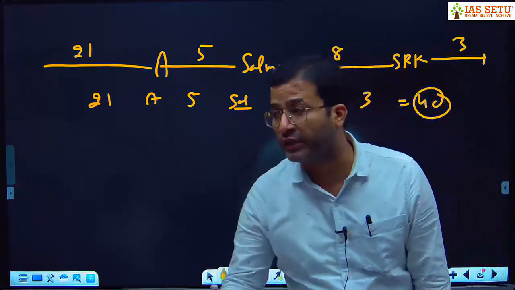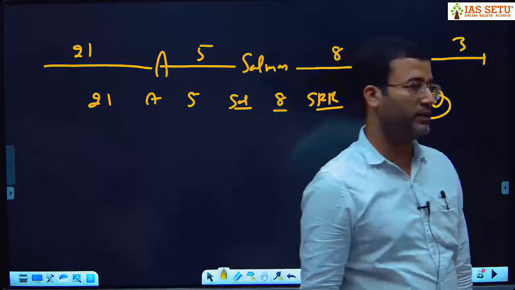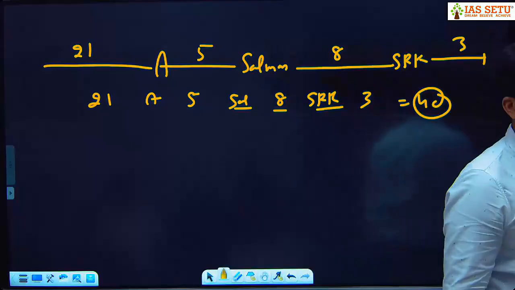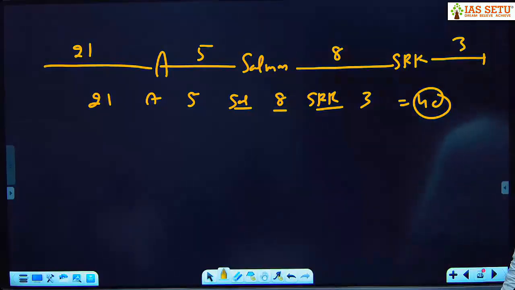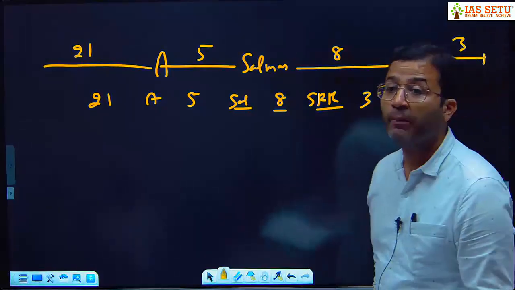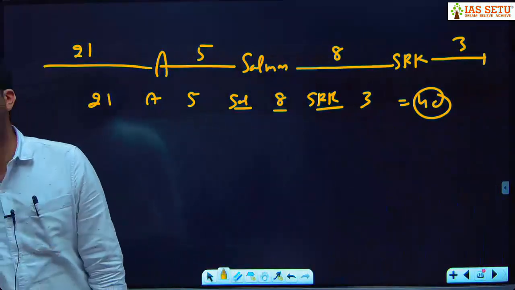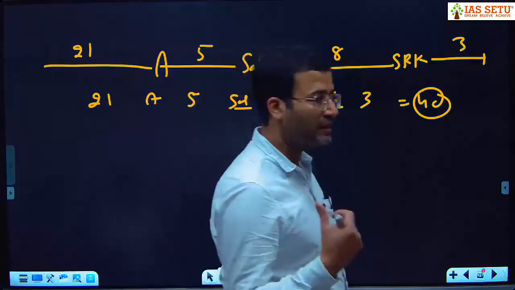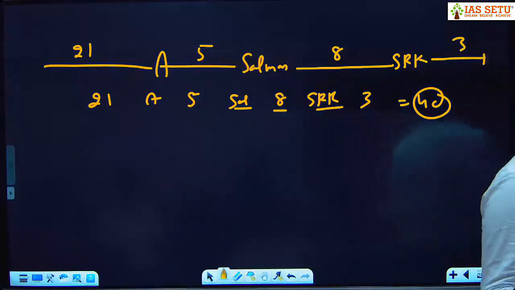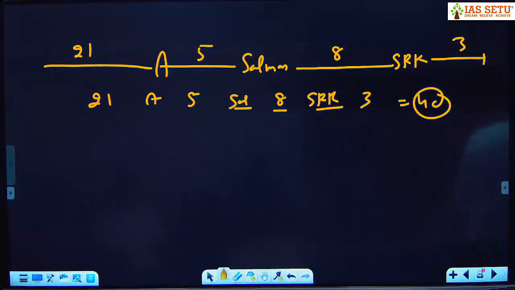But this 40 is the maximum number of persons. 40 is maximum. You read the last statement in the question: what could be the minimum number of persons in the queue? So we have to apply our mind. Maximum 40 is correct. We have two answers for this question. Maximum 40; we have to find the minimum.